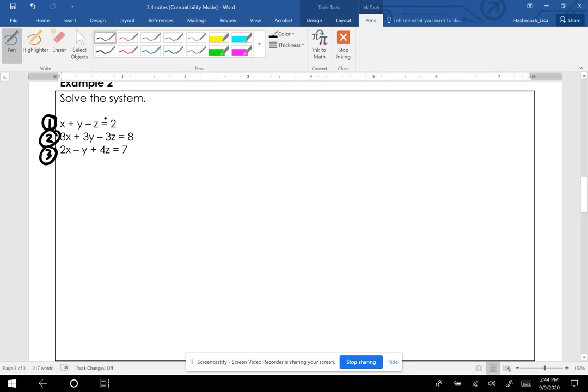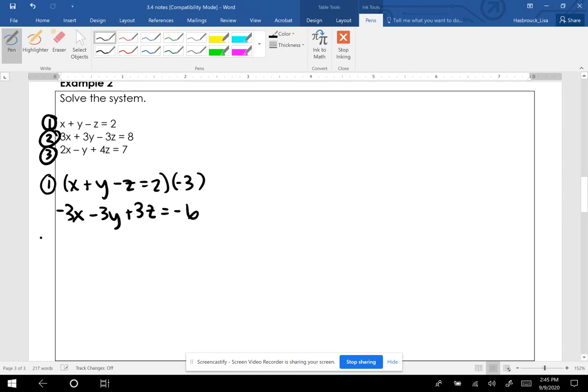Looking at equation 1 and equation 2, I'm going to go ahead and get rid of the y again. It doesn't really matter. Like I said, you could get rid of another variable. It just looks like that would be easiest. So I'm going to take equation 1 and multiply the entire equation by negative 3. So I get negative 3x minus 3y plus 3z equals negative 6.